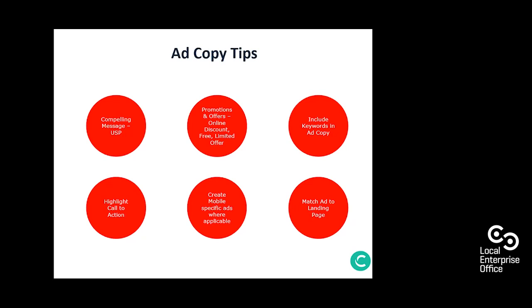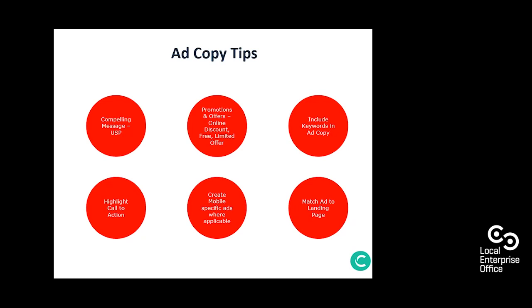So, a compelling message, your unique selling proposition. What differentiates you from your competition? Why should the customer do business with you? Why should they become your customer ahead of the competition? Obviously, in terms of online, things like promotions, offers, discounts, free, limited offer will all work well in an online context. It can be a good idea to include the keywords in the actual ad copy itself, and to highlight a call to action: visit the website, call up, whatever the case may be.